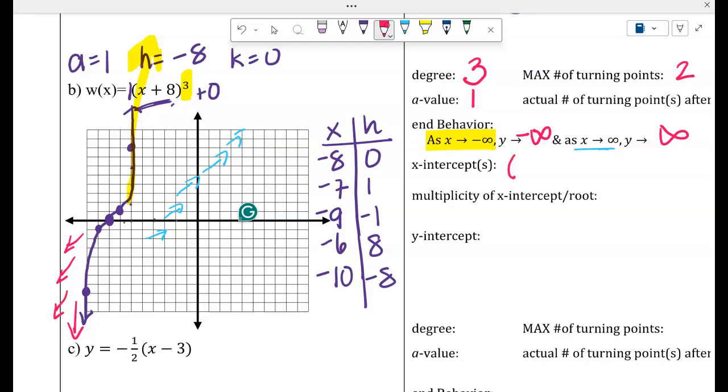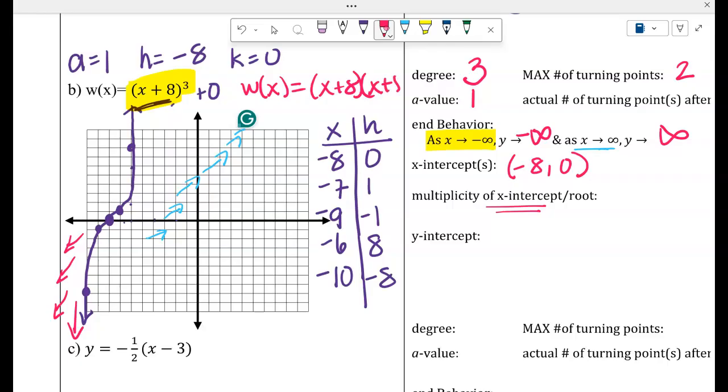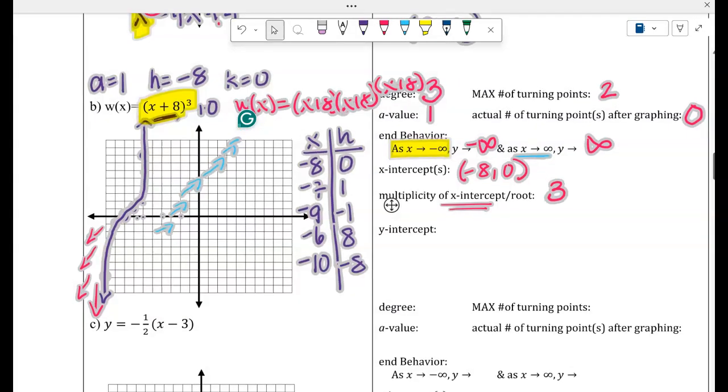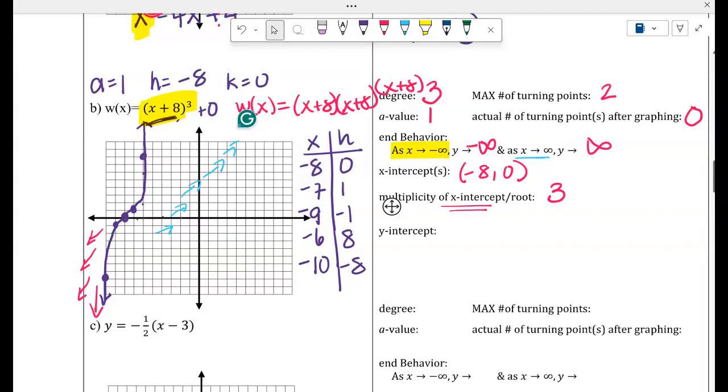X-intercept, we do have one, that's your HK, so that's -8, 0. Now, multiplicity of your x-intercept. So when we see this right here, this is x plus 8 to the third, which is the same thing, guys, if we were to write it out 3 times, right? So x plus 8 times x plus 8 times x plus 8. So there are 3 of those. So multiplicity is 3, or we can just also write odd multiplicity.